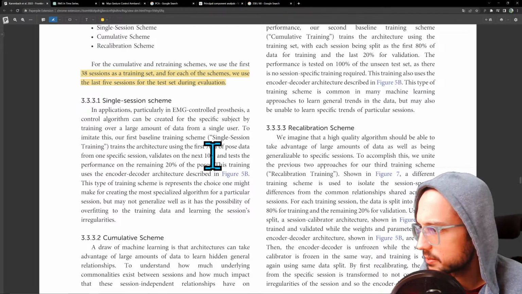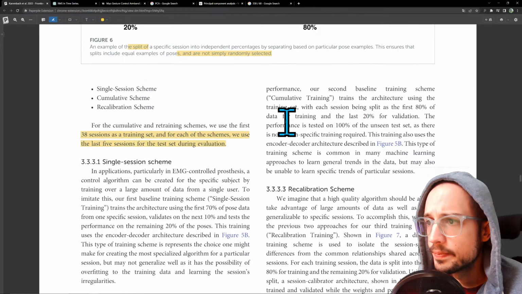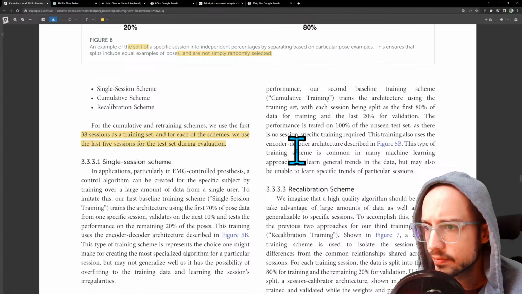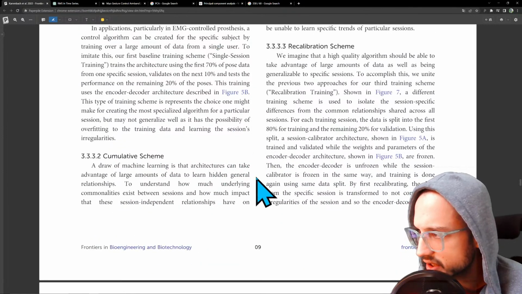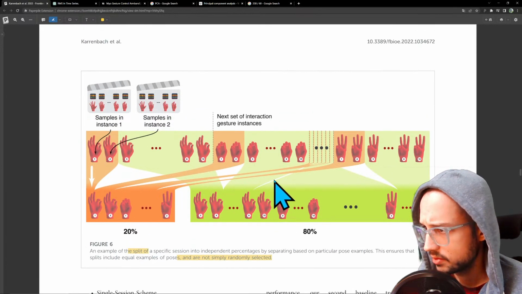Okay, so training over a large amount of data from a single user. They have 70, 10, 20 for the split. A cumulative scheme. A draw of machine learning is that architectures can take advantage of large amounts of data to learn hidden general relationships. To understand how much underlying commonalities exist between sessions, they split it differently. Okay, so they're doing different kinds of splits here depending on whether they are using a single session or multiple sessions.